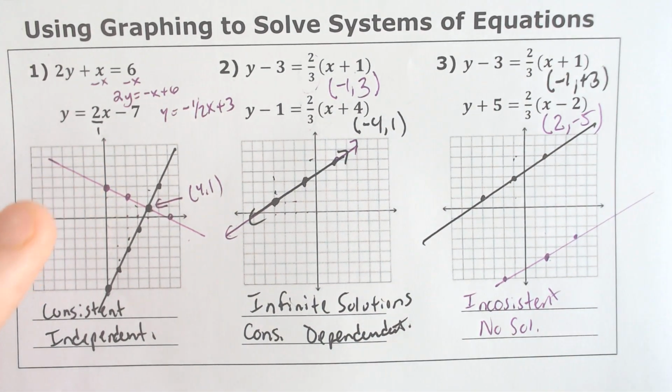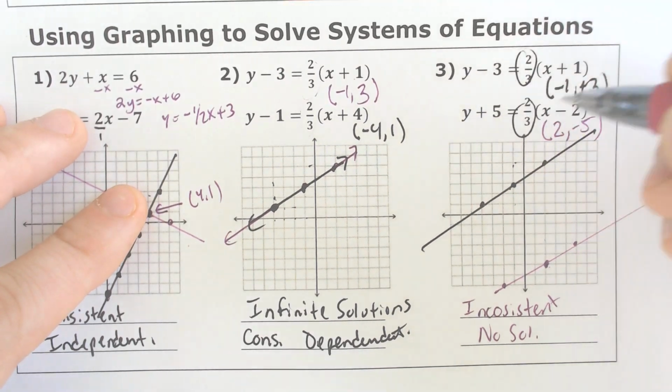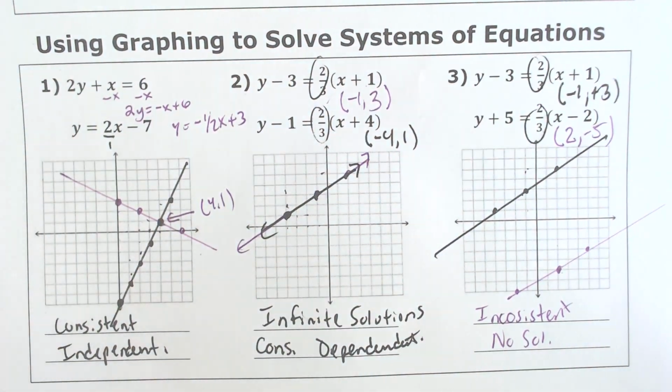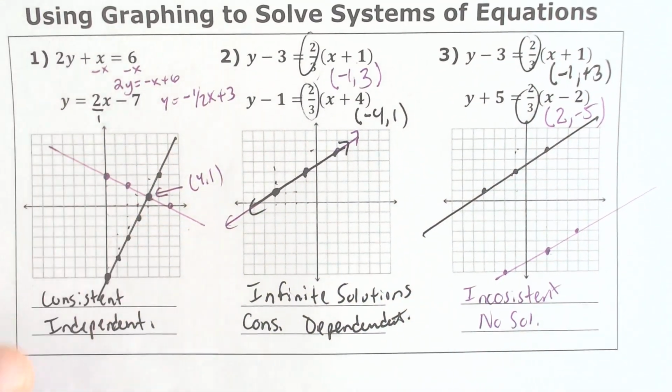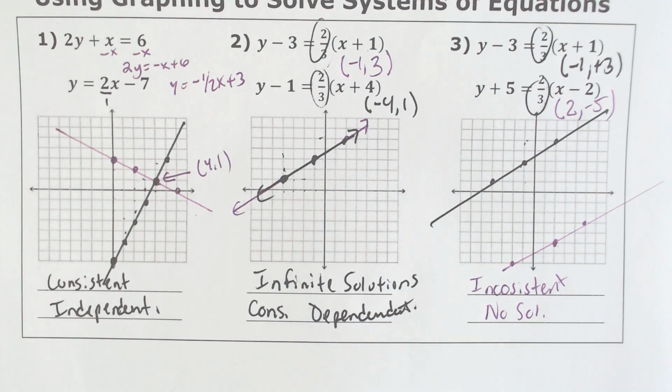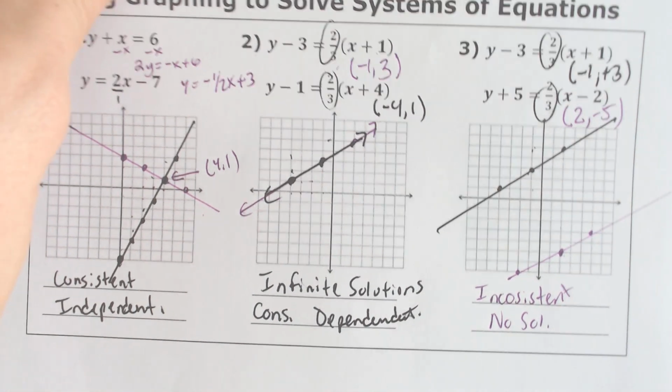Okay? So another takeaway here is if anything has the exact same slope, they're either going to be no solution or infinite solution. So pay attention to that. If you recognize that something has the exact same slope, then it's got to be either no solution or infinite solution. You're just narrowing it down.